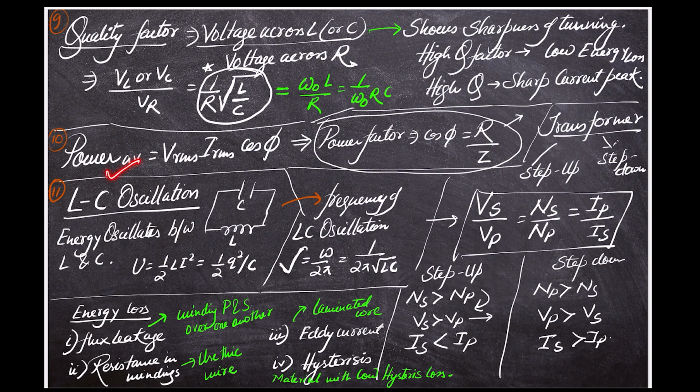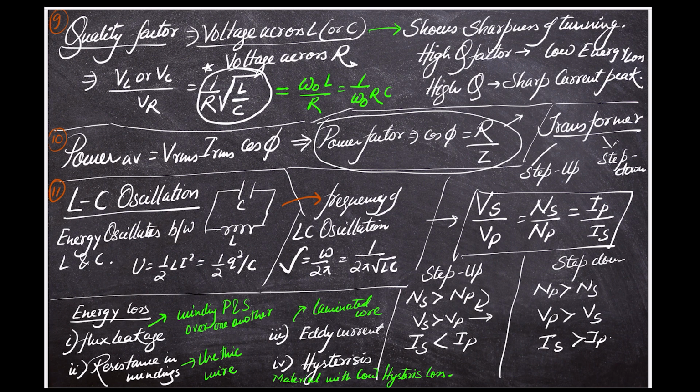Now, average power is equal to VRMS IRMS cos phi. Power factor is not in the syllabus, but still I have given it: cos phi is equal to R by Z. Next, what is LC oscillation? We have an inductor and a capacitor. One time the inductor is getting charged, then it charges the capacitor, then the capacitor discharges and charges the inductor, and it keeps continuing.